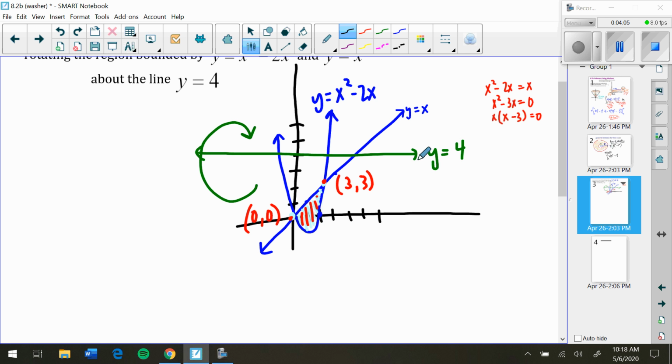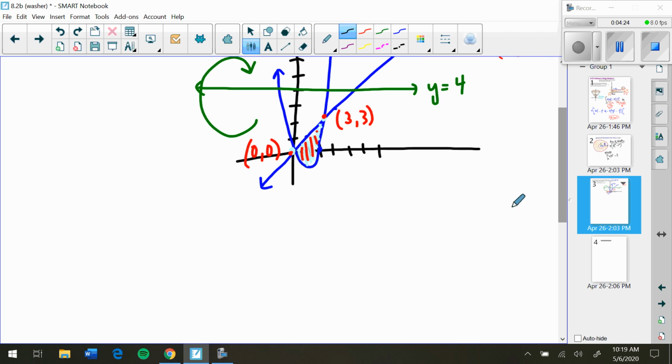So let's consider how we're going to do this. If we are rotating it around this line y equals 4, imagine going around in circles from left to right, right? We're going around this way from left to right, which means we're doing it with respect to x. I'm moving from left to right, which is the x-axis. Okay, so that helps a lot. That means I'm going to take the antiderivative from this x of 0 to this x of 3. So from 0 to 3.